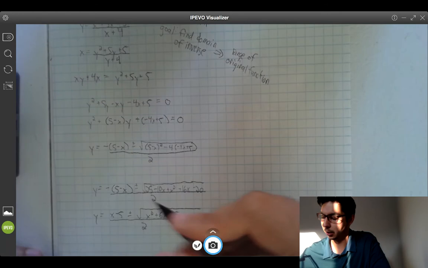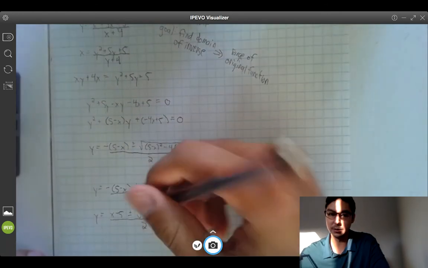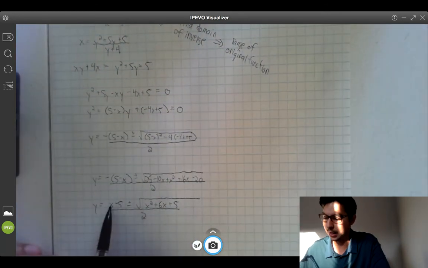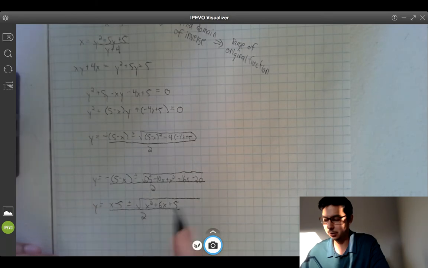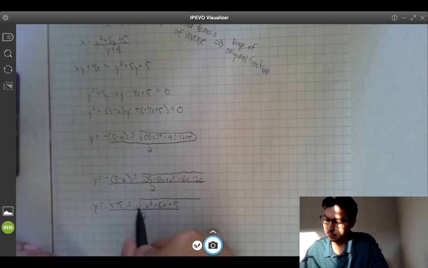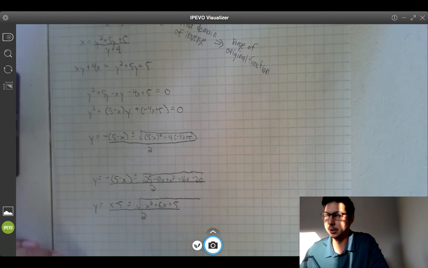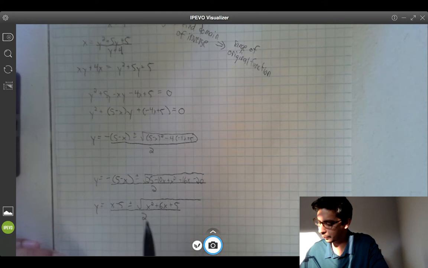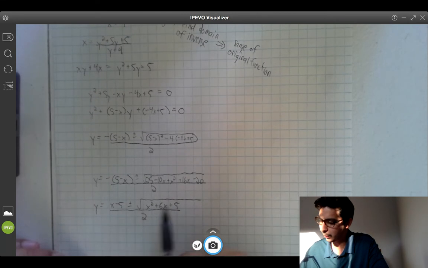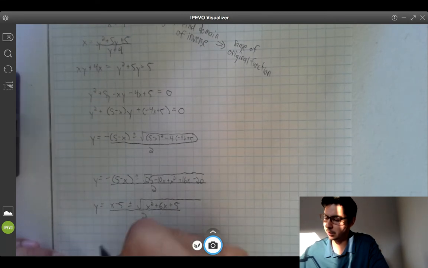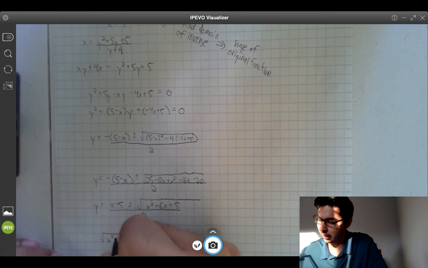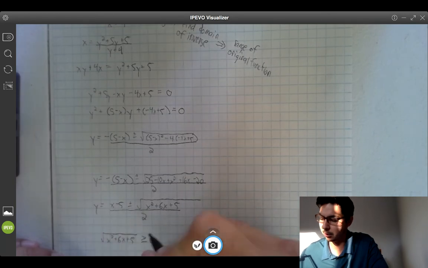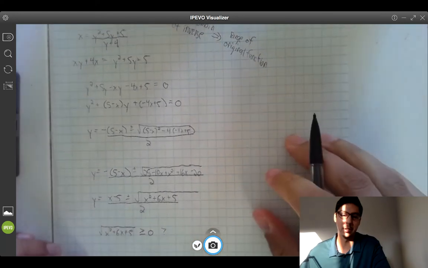Now, remember, the goal is we're trying to find the domain of the inverse. If we're just looking at the x minus 5 over 2, the domain would be all real numbers. The problem here is that square root, because we can't take the square root of a negative number, since we're working in the real number system. Complex numbers throw everything out the window. So for the domain, we want to know when x squared plus 6x plus 5 is greater than or equal to 0, as that will tell us our domain.